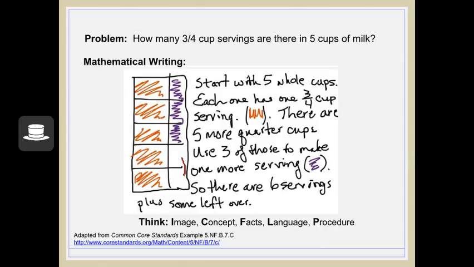What's important and what we like here is that the student has really explained their thinking. Each cup has 1 3/4 cup serving, so the concept is real clear, and that there are some more which add up to another serving and some leftover. So the language that the student is using here is articulate, it's clear what they're doing, and there's not a right way to do this problem, but there's a very good explanation of what the student has done, and that's what we're looking for in language.